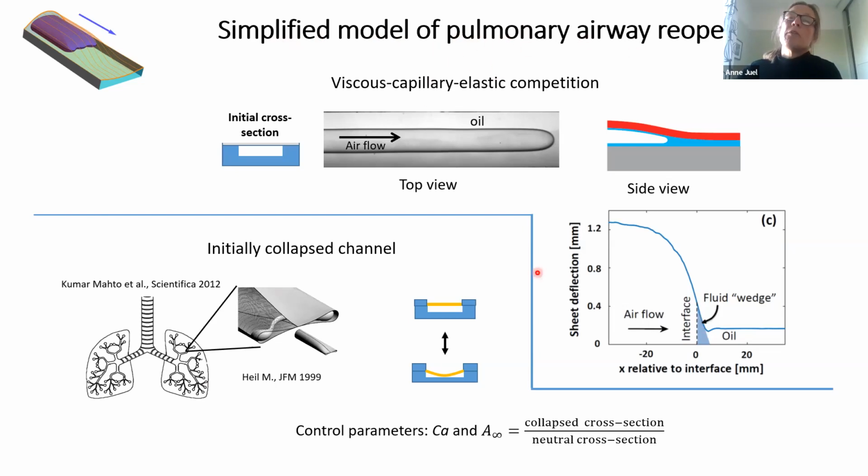And we can add some complexity to that, to make it akin to pulmonary airway reopening, by, in addition to having an elastic lid, also, in principle, changing the shape of the initial cross-section by collapsing the top membrane.